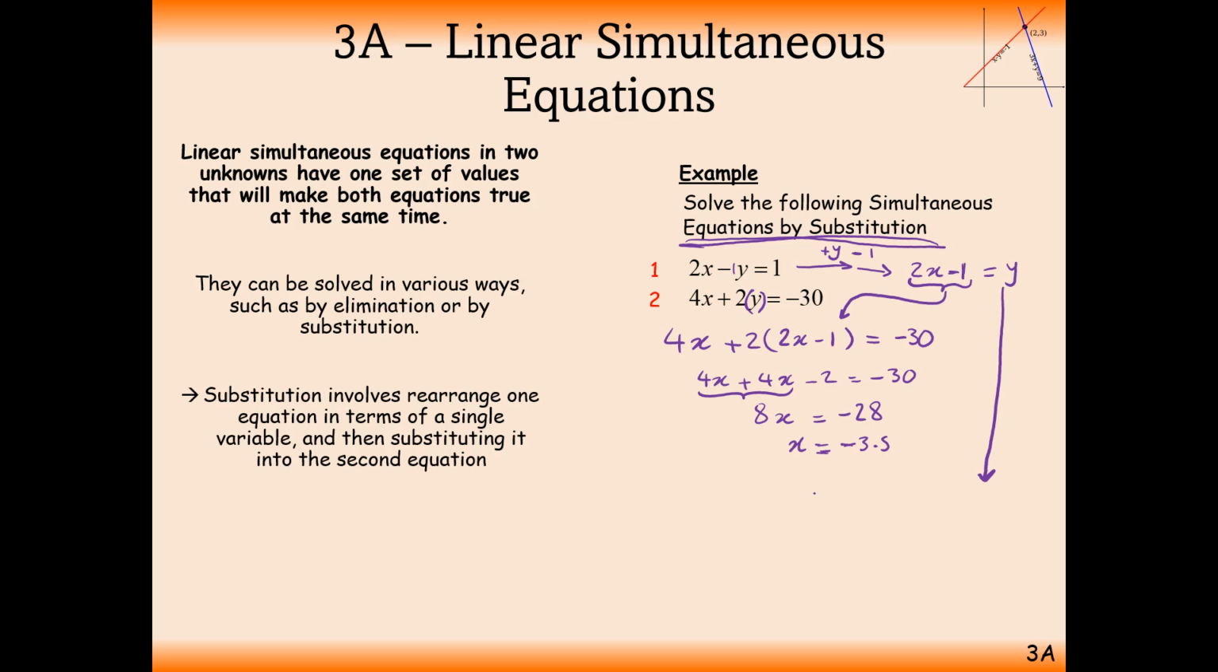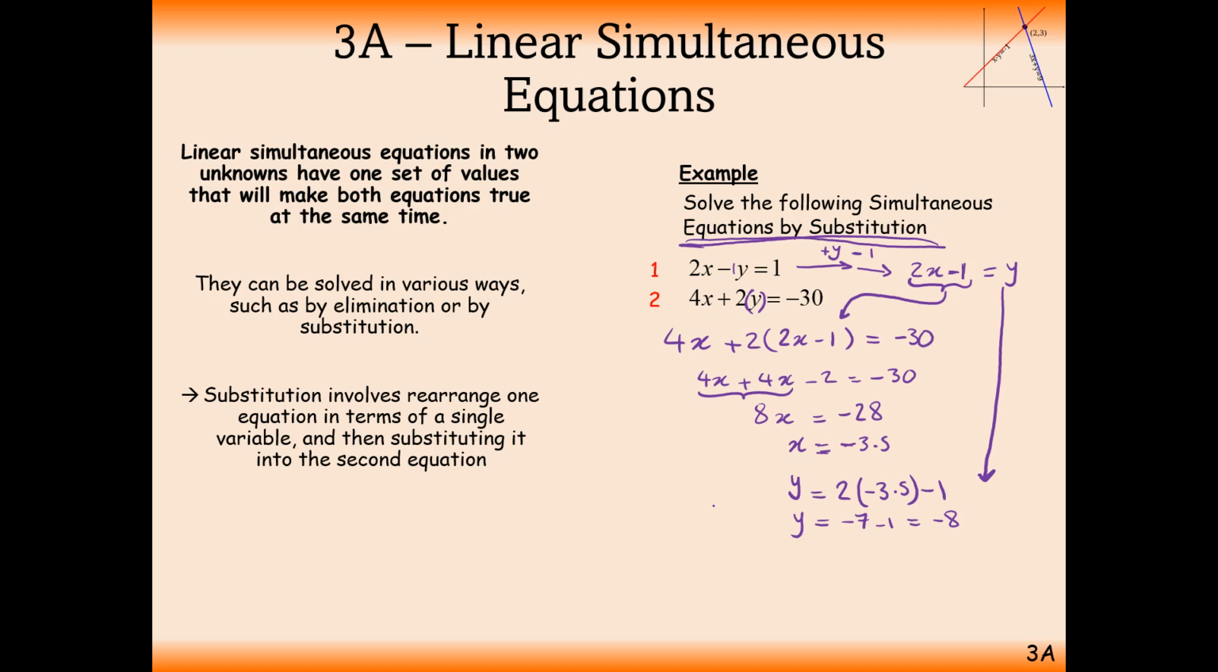Then I need to go back and find the value for y. That equation is already nicely rearranged for me, so all I have to do is write 2 times what the value of x was, negative 3.5, minus 1. So this is minus 7 minus 1, which gives us y is minus 8.